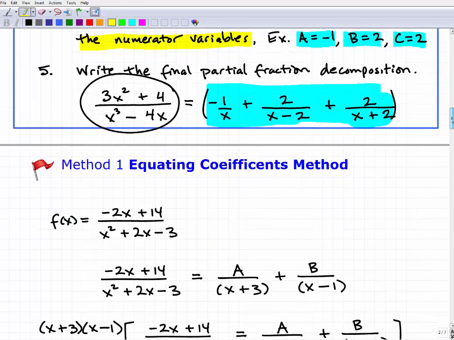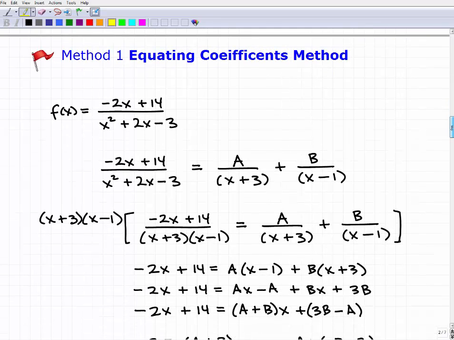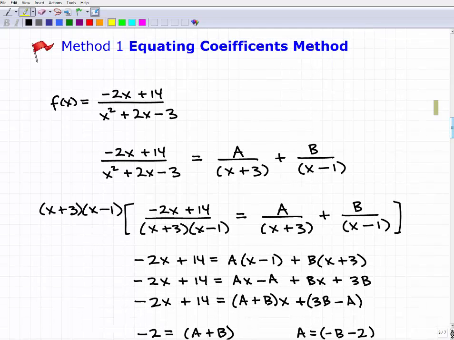This is the first method, method 1, but really I want you to know it as the equating coefficient method. And in the example set, I just abbreviate that as ECM. So, equating coefficient method. Now what I'm going to do is actually do a problem and show you the method.